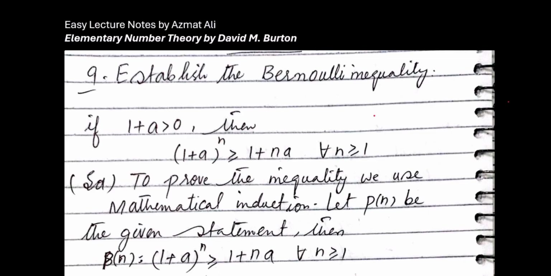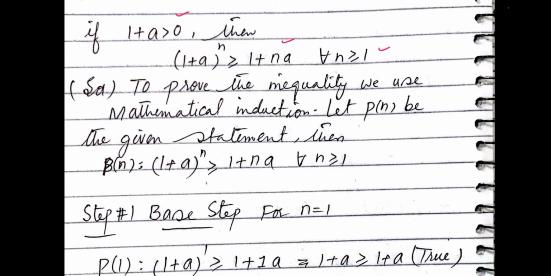In question number 9, we have to establish the Bernoulli inequality that can be stated as: here 1 plus a is greater than 0, then we need to show that (1 plus a) whole power n is greater than or equal to 1 plus n a for all n greater than or equal to 1. To prove the inequality, we use mathematical induction. Let Pn be the given statement, then we can write Pn such that (1 plus a) whole power n is greater than or equal to 1 plus na for all n greater than or equal to 1.